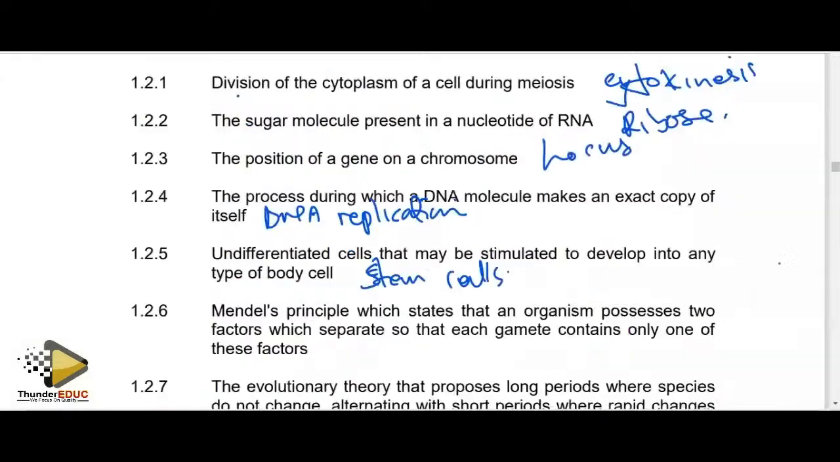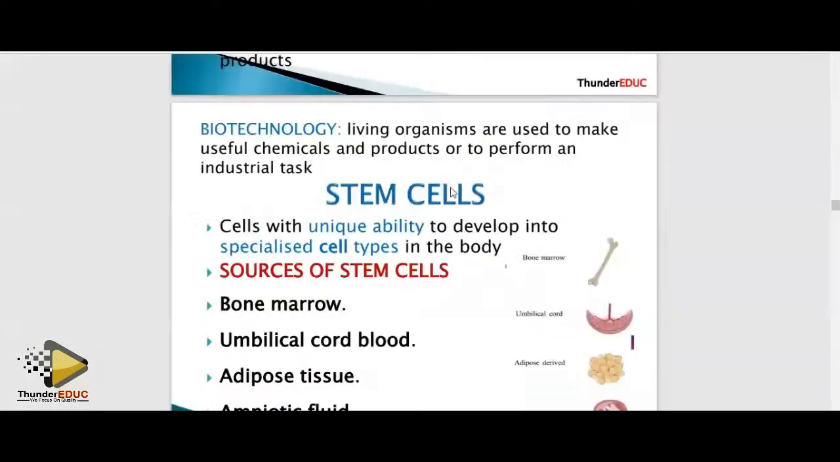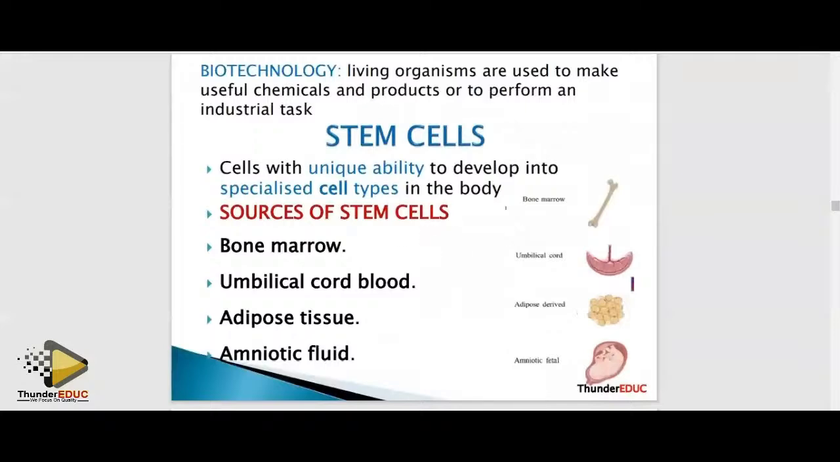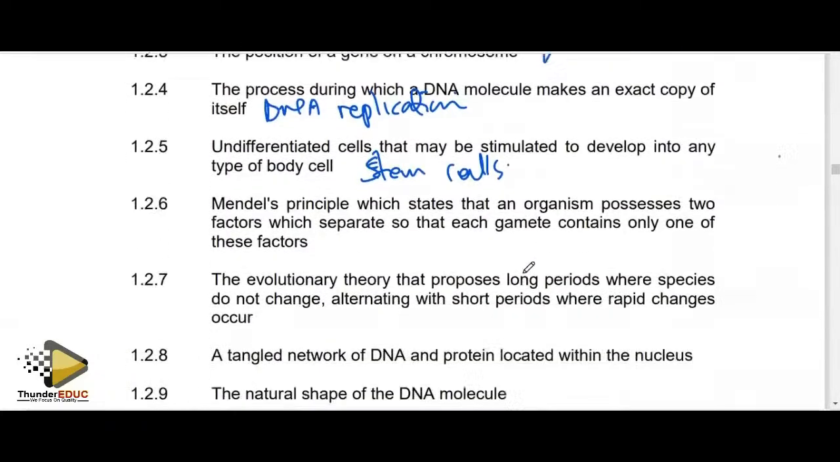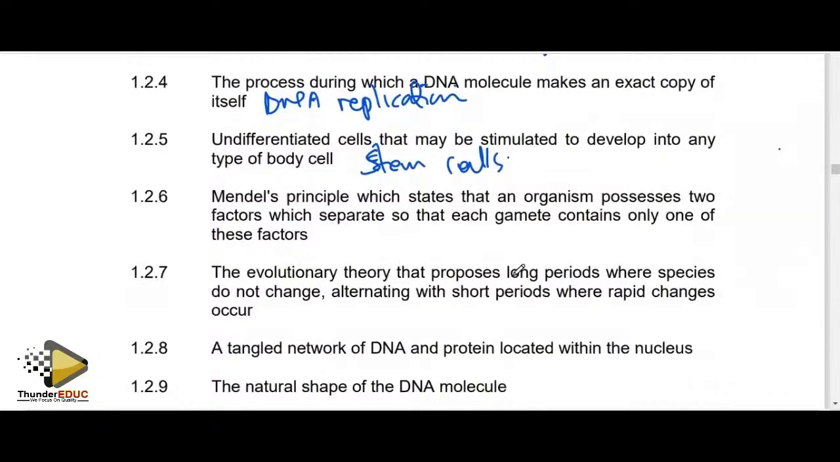So if you look at the question here, it's saying undifferentiated cells that may be stimulated to develop into any type of body cell. So here you're saying that these cells can develop into specialized cell types in the body. It's just the reverse, but that's what they are looking for, which you call stem cells. There is no question you're going to find in the exam that isn't answered by this booklet, which we call a distinction material. Excel in Life Science.